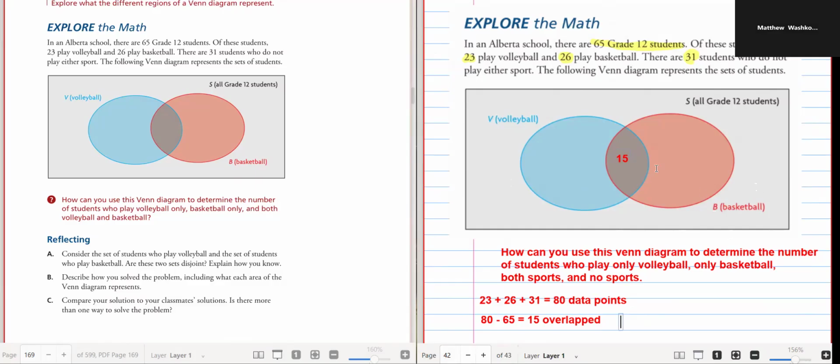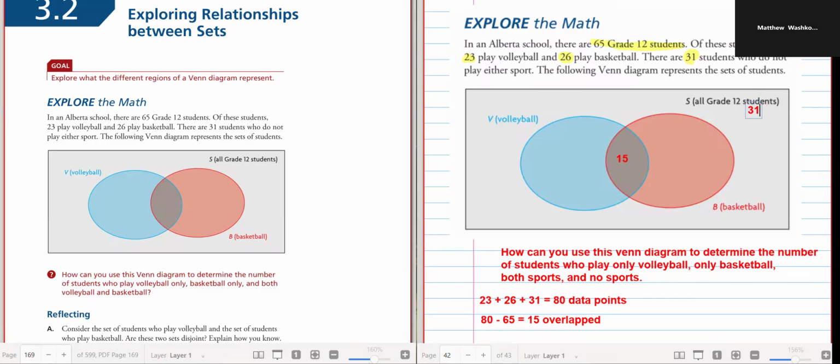Now, if we're looking at people who play neither sport, we have volleyball here, our blue one. We have basketball, our right one here. We have 31 people who play no sports, so they are outside of these entirely.